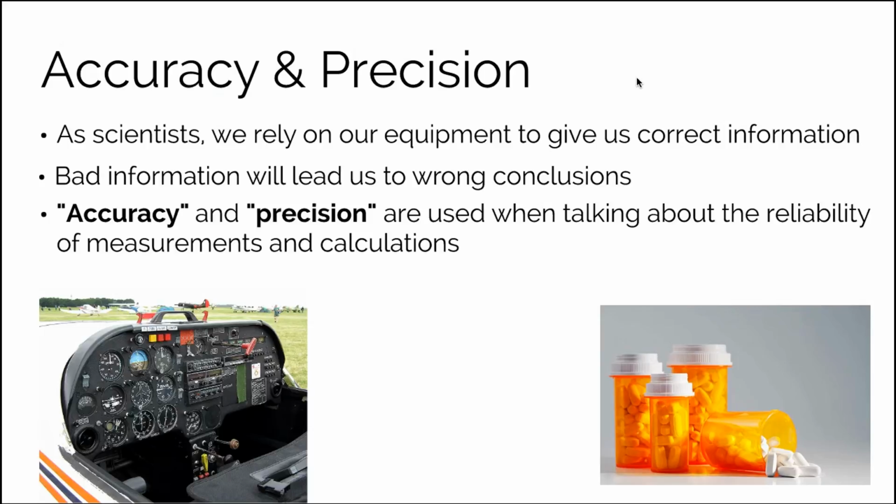Now, the way that we can describe a lot of our information in our measurements is using the words accuracy and precision. And so you probably already know these two words, and they might seem very similar, but there's just a very important distinction or difference that we need to go over, the way we talk about it here in science.